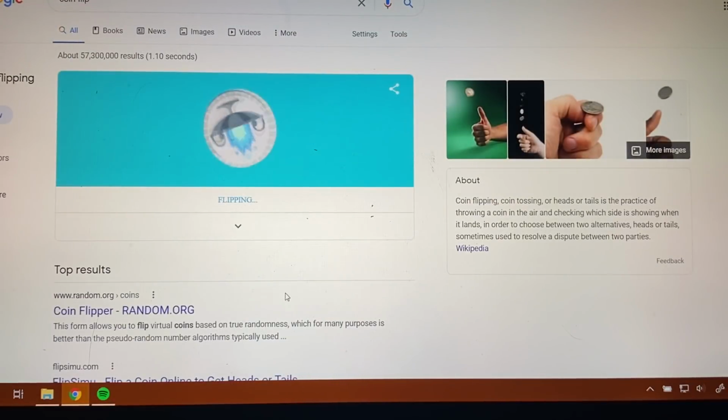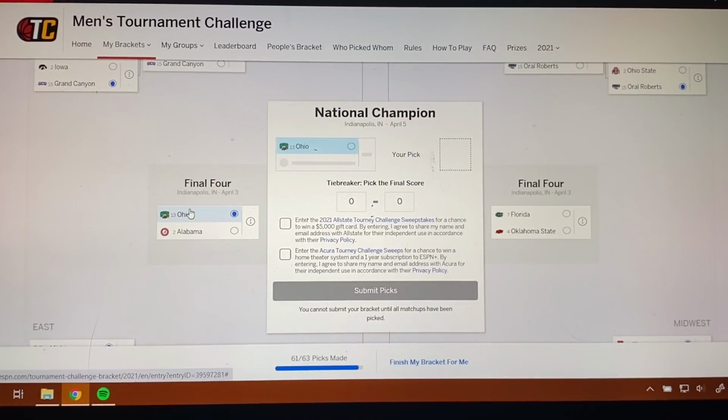We're rooting for heads here. We need Ohio. Come on, Ohio. Heads, heads, heads. We have Ohio in the national championship game. Come on, Bearcats. Come on, Ohio.